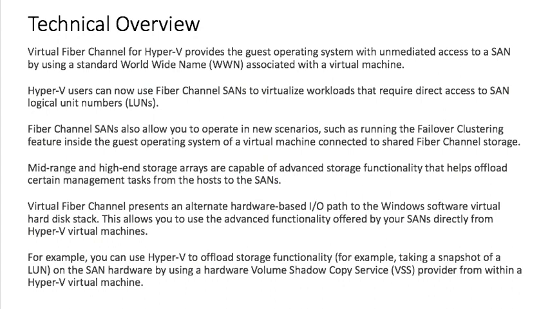Virtual Fibre Channel presents an alternate hardware-based input path to the Windows software virtual disk. This allows us to use advanced functionality which is offered by the SAN directly to the Hyper-V machines. For example, you can use Hyper-V to offload storage functionality, for example, taking a snapshot of a LUN or a SAN hardware using VSS.